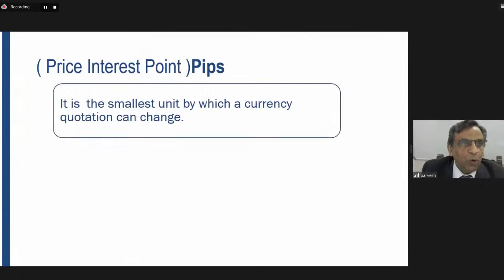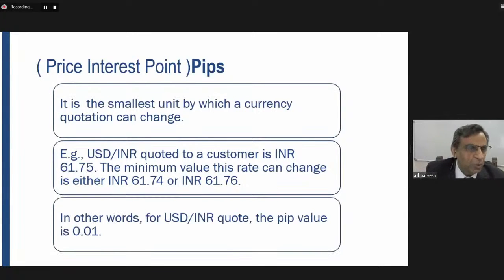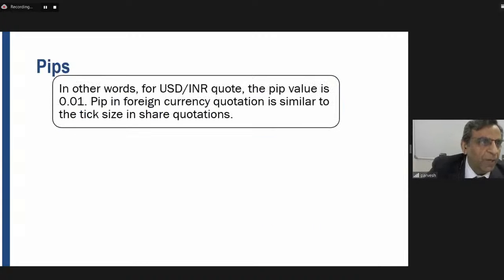So it is the smallest unit by which the currency can change. Okay, so we know that now. So USD Euro, look at the USD INR quote. Suppose the quote is 61.75. Suppose that is a quote which is given to us. So the minimum value this rate can change is between 61.74 to 61.76. That means it is going up 1 paisa less or 1 paisa more. So, but of course, we understood that is the 4th decimal place. But if you are looking at a 2 decimal quote, then the pip value will be 0.01. But normally we look at the 4th decimal point. So this is a question just to, example to explain, but it is the 4th decimal place which is important and which is coming up again here. So in other words, for US dollar quote, the pip value is 0.01.